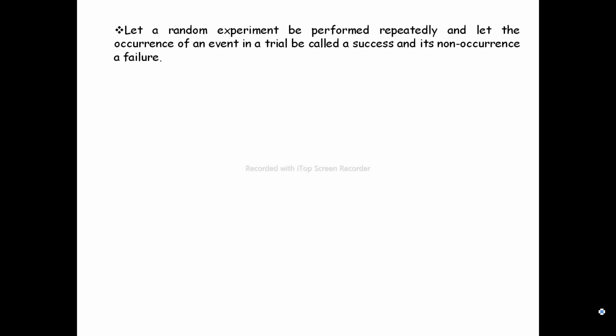Let a random experiment be performed repeatedly and the occurrence of an event in a trial be called a success and its non-occurrence a failure. Okay, so this sentence also we know very well. When any event occurs, its occurrence is known as success and non-occurrence is known as failure. Means when you are tossing a coin, occurrence of head is success and non-occurrence of head is failure.